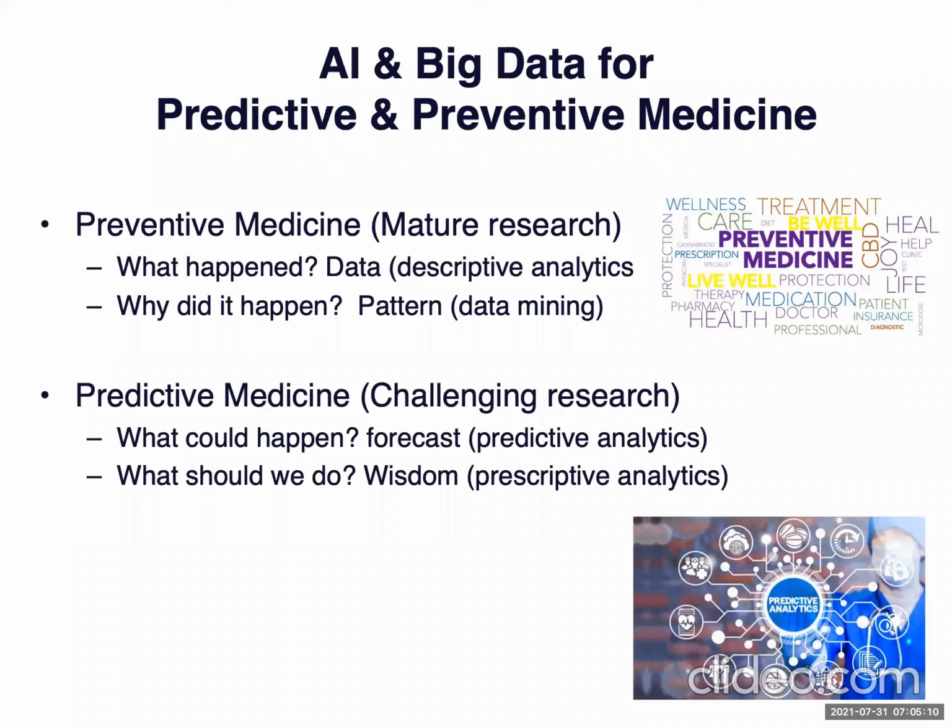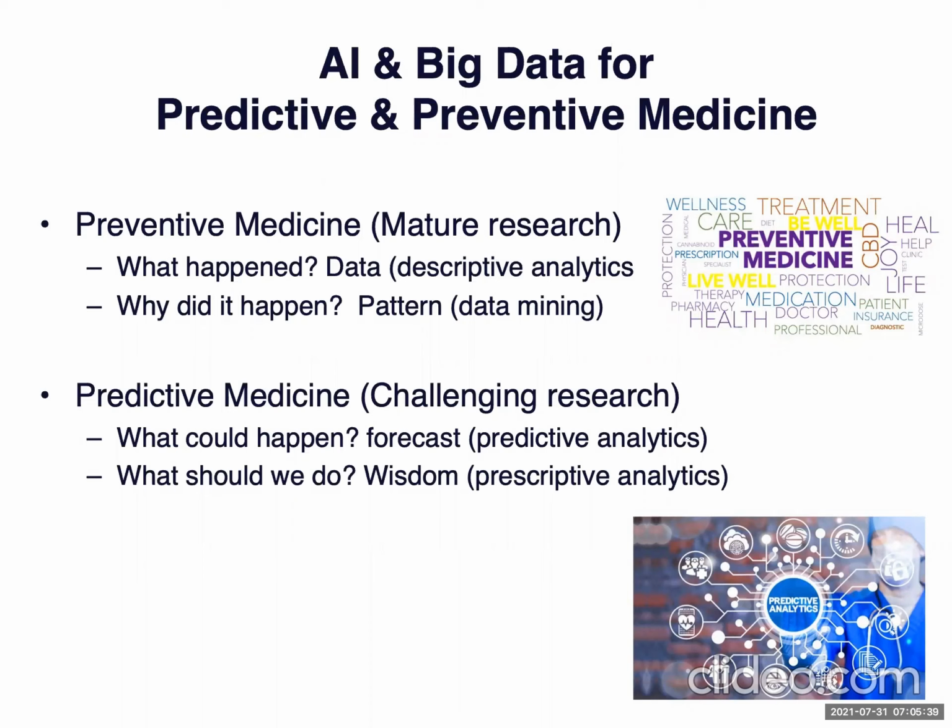I'll conclude with this. So AI and big data in healthcare is all about predictive and preventive medicine. Preventive medicine is a mature research area. We know how to do it. It's the study of knowing what happened. So if a disease has spread in a place, then we need to know what happened. So here we collect the data and we use descriptive analysis techniques in order to understand what happened.